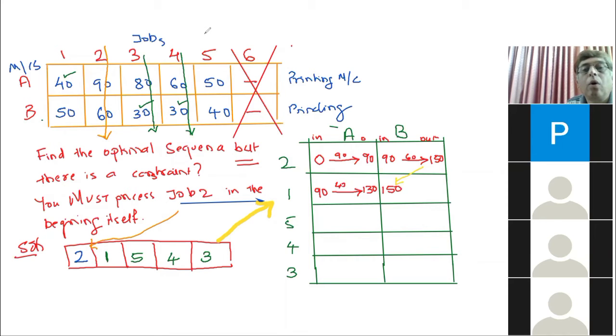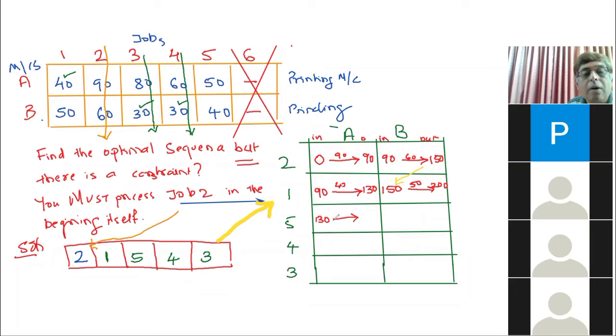Now how much time does job 1 require on machine B? Job 1 on machine B requires 50. So I'll add 50 here. What time will it come out? It'll come out at 200. So job 5 will enter at 130.